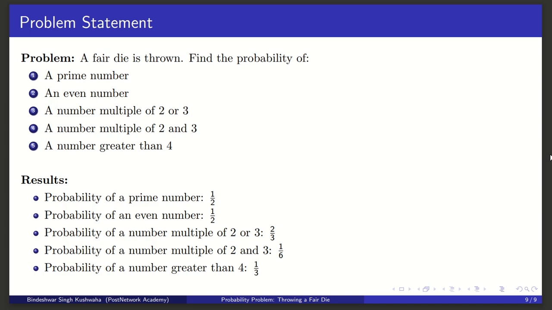So in this video you have understood different use cases, or you can say cases, when you are throwing a die. So hope you understood.